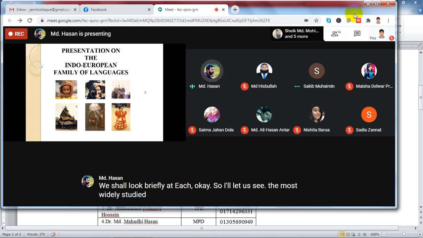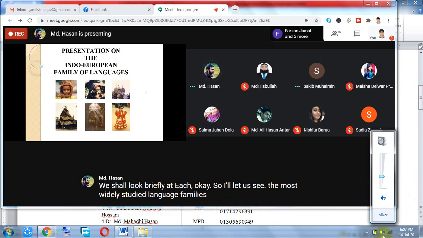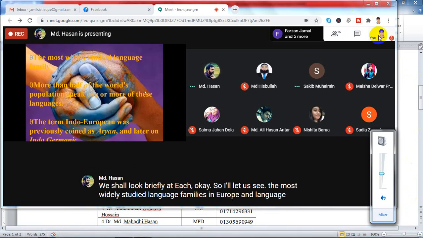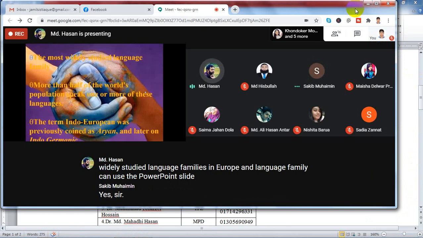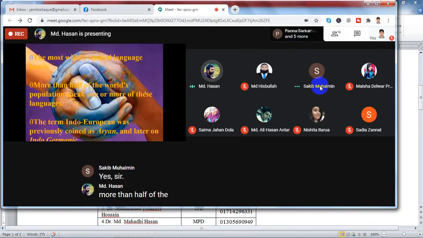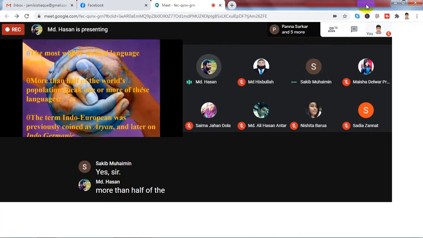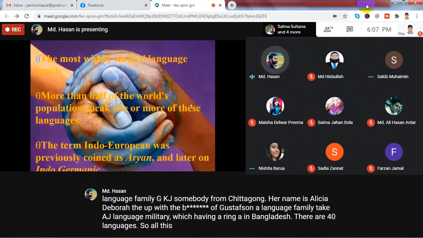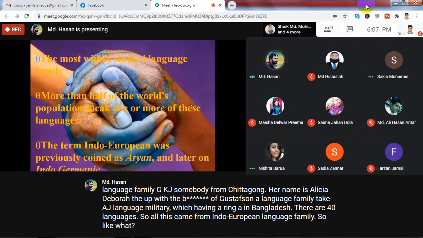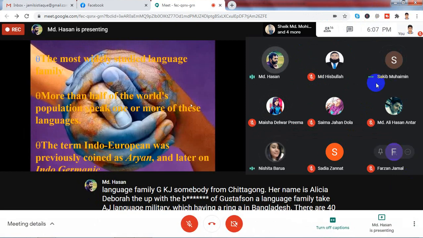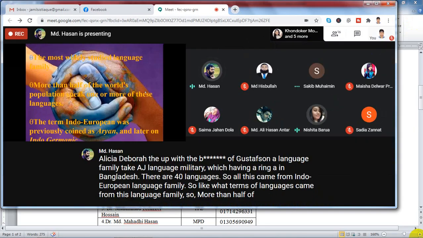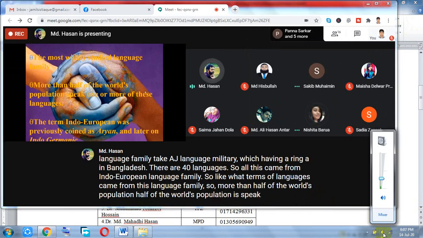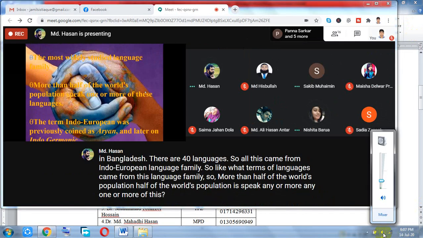The most widely studied language family is the Indo-European language family. Can you see the PowerPoint slide? Yes, sir. More than half of the world's population speak one or more of these languages. Meaning to say, a language family থেকে এই যে somebody from Chittagong, her name is থেকে যে language গুলো তৈরি হয়েছে ভেঙে ভেঙে, in Bangladesh there are 40 languages, so all this came from the Indo-European language family. So likewise, thousands of languages came from this language family. So more than half of the world's population speak any one or more of these languages.